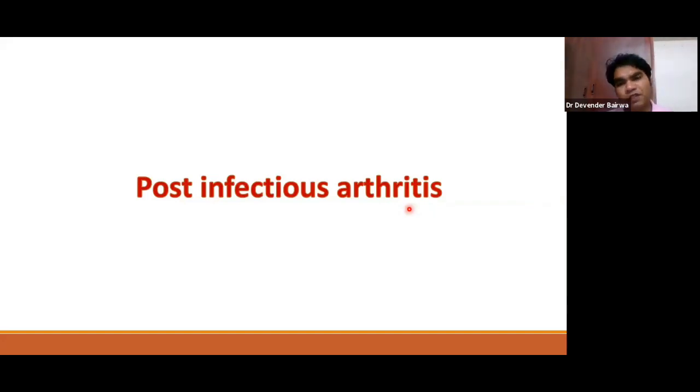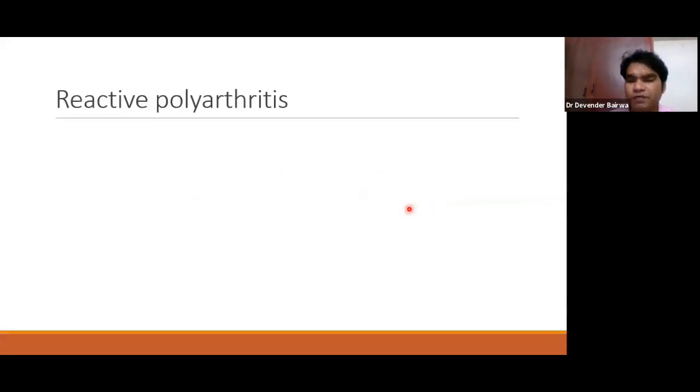So coming to post-infectious arthritis. Post-infectious arthritis means reactive polyarthritis. Now understand this: what happens? Once infection is there, some antigen is there, antibodies form against that antigen, and then immune complexes form. These immune complexes get deposited in different tissues. Let's say they deposit in vessels, in joints, in skin. Because of deposition of those immune complexes, multiple manifestations will occur. So reactive polyarthritis is nothing but an immune complex reaction towards an antigen of a pathogen.